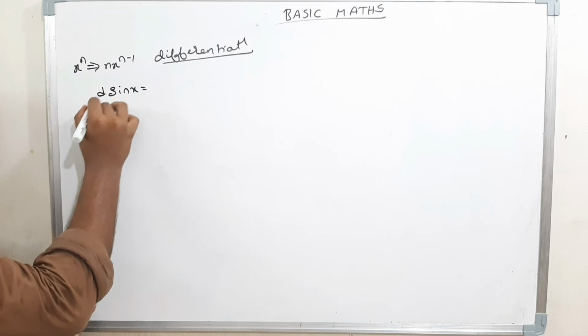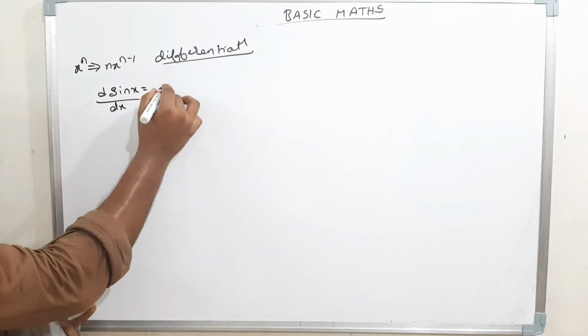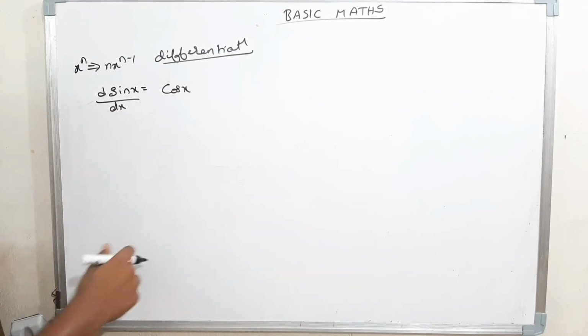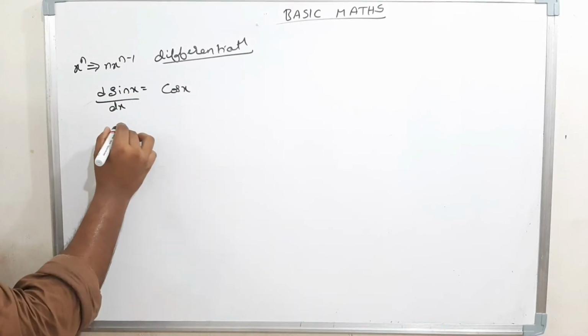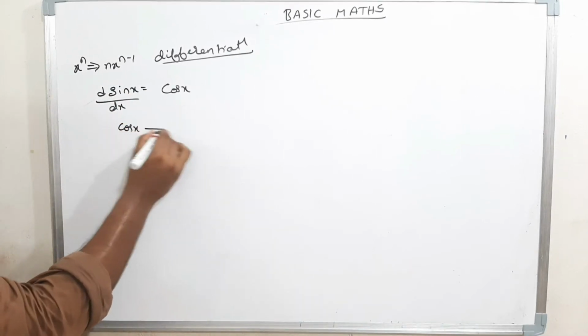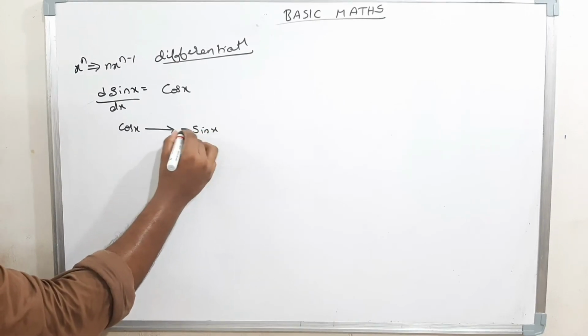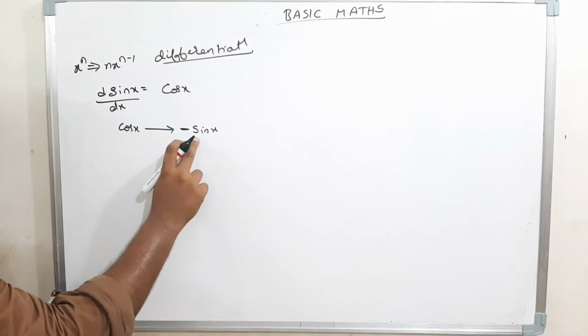Now next one, differentiation of sin x. Differentiation of sin x is how much? Differentiation of sin x is cos x. Please remember these formulas, no other option. Differentiation of cos x is minus sin x. This minus sign plays a major role. The differentiation of cos x is minus sin x.